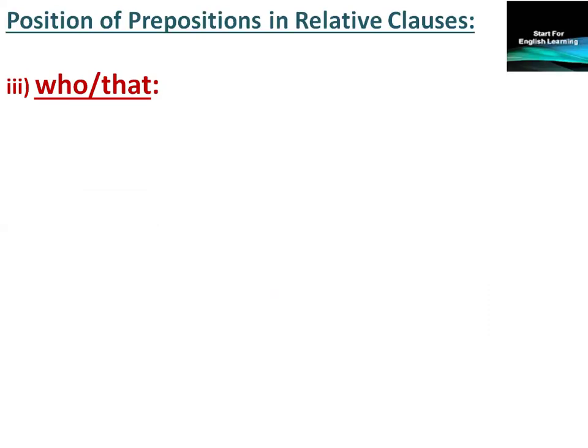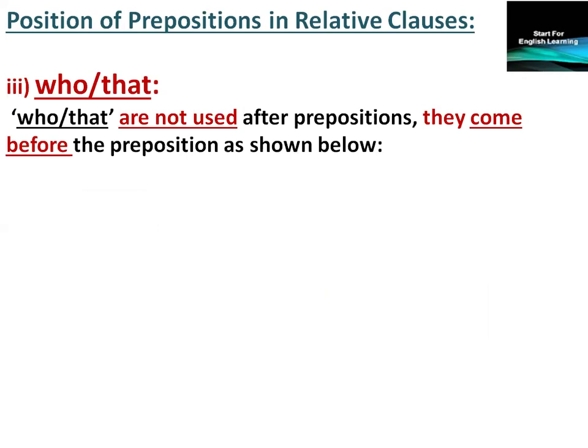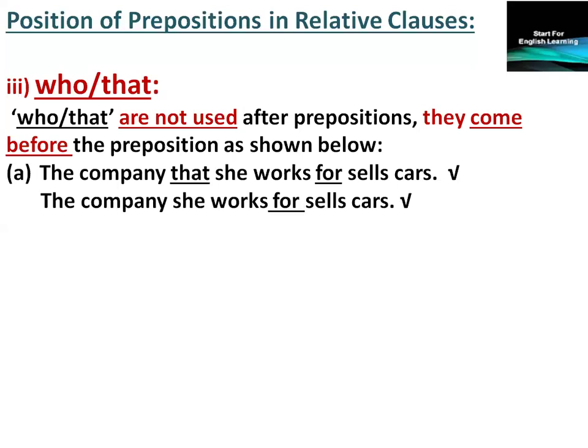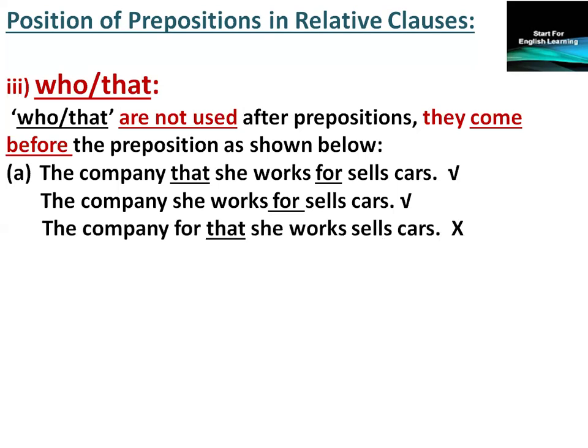Prepositions with who and that. Who and that are not used after prepositions. They come before the preposition as shown below. A, the company that she works for sells cars. This is a correct sentence. The company she works for sells cars. This is a correct sentence. We've removed that. The company for that she works sells cars is a wrong sentence. We never put the preposition before that.